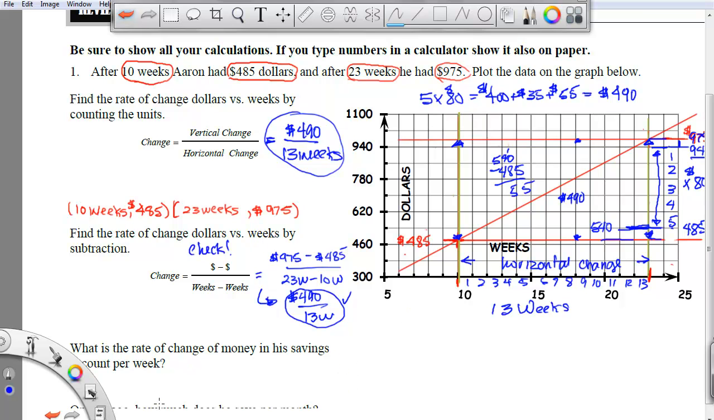Okay, now our next question asks, what is the rate of change of money in a savings account per week? Well, most of you know how to do that. You take the rate of change per 13 weeks. Well, I want for 1 week, so you divide the bottom by 13. That gives us 1 week. 13 divided by 13 is 1. Then you divide the top by 13. That gives us 490 divided by 13. Gives us $37.69, so we're going to round that off to $38 per week.